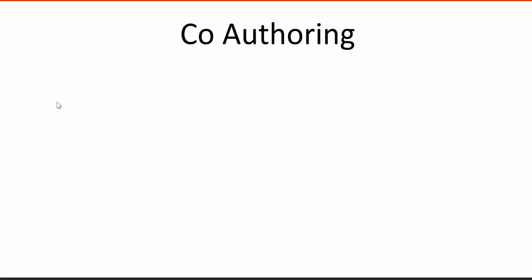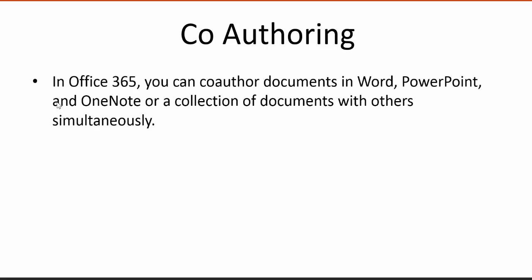So moving to the next slide, the first feature I'm going to discuss for SharePoint Online that will help you in your business is called co-authoring. In Office 365, you can co-author documents in Word, PowerPoint, and OneNote, or a collection of documents, with other simultaneous users. So how is that? If you have your own document, say a Word document, and you are editing it, you can activate the feature where other users can edit the same document at the same time as you. This will save time. Several users can interact on the same document at the same time without interfering with each other.